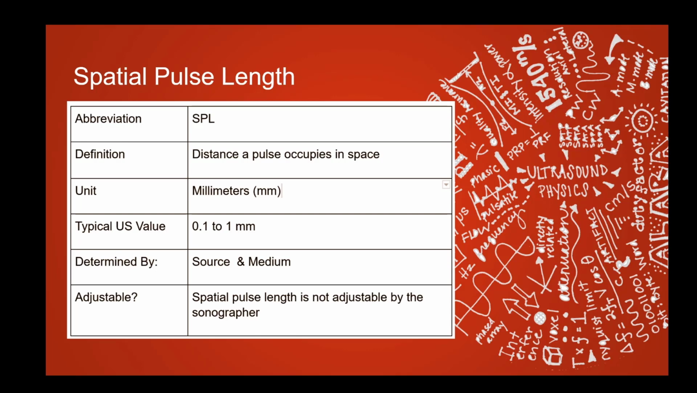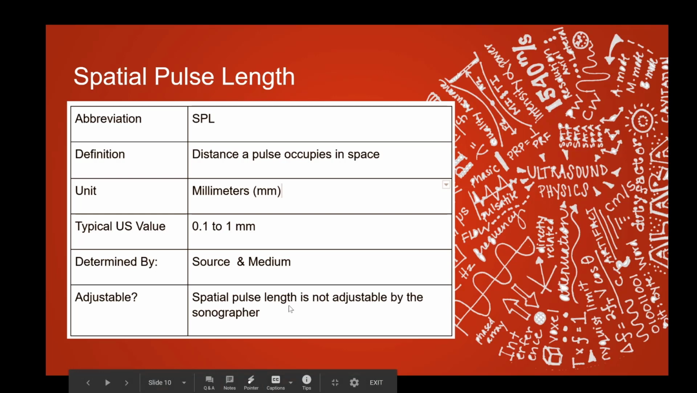Well, thinking back to chapter 3, do you remember what else was determined by source and medium? Well, that was the wavelength. And remember, the wavelength is the distance that one cycle takes up in space. So wavelength and spatial pulse length are related in that the spatial pulse length will be determined by the wavelength. And that is why spatial pulse length is also determined by source and medium. This is not adjustable by the sonographer, just like wavelength is not adjustable.